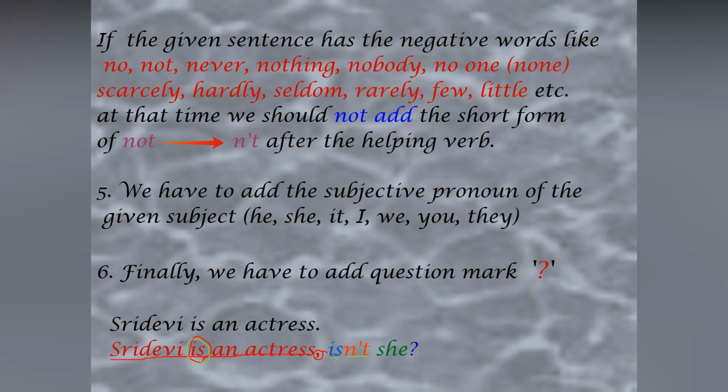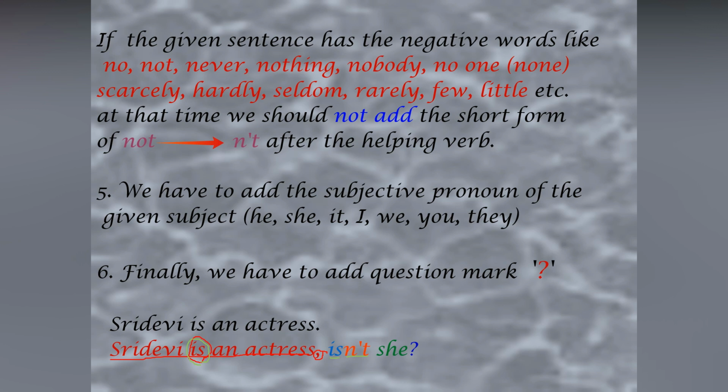Okay, first we have to rewrite, then put a comma, then take out the helping verb and rewrite it, from the same given sentence only. If it is positive, add NT. If it is negative, don't write anything. And what is the subjective pronoun right here? At the end, keep a question mark. Simple. Okay, now we go for the next.